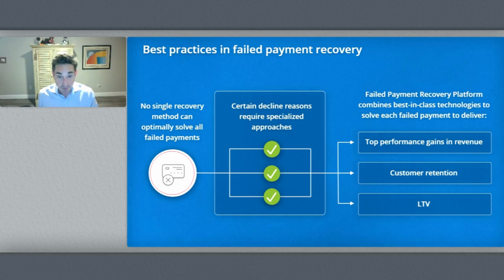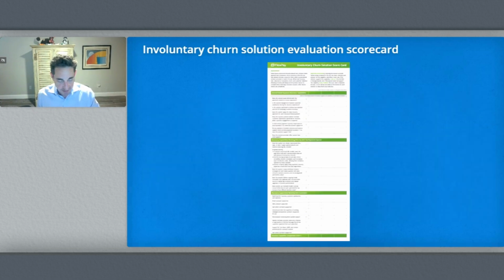Okay, now one of the promises we made when we invited you to the session is that we want to provide a scorecard for you that you can use to evaluate your failed payment recovery solution. So I'm going to bring that up now.